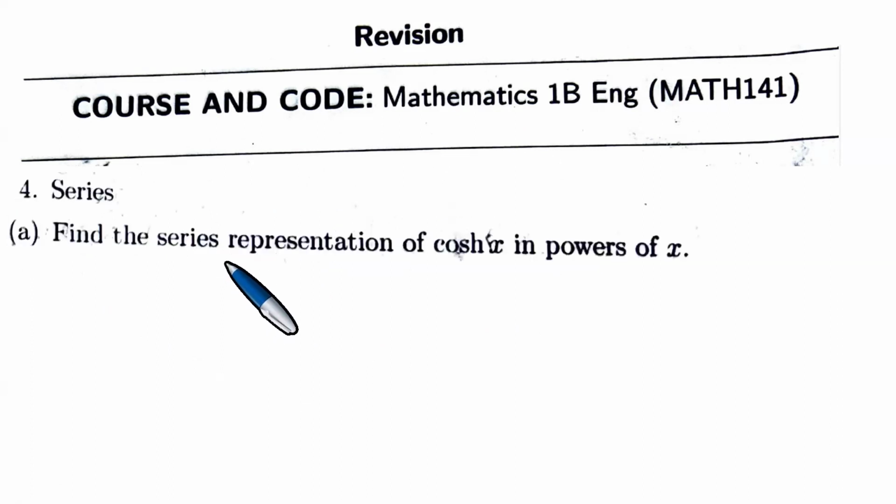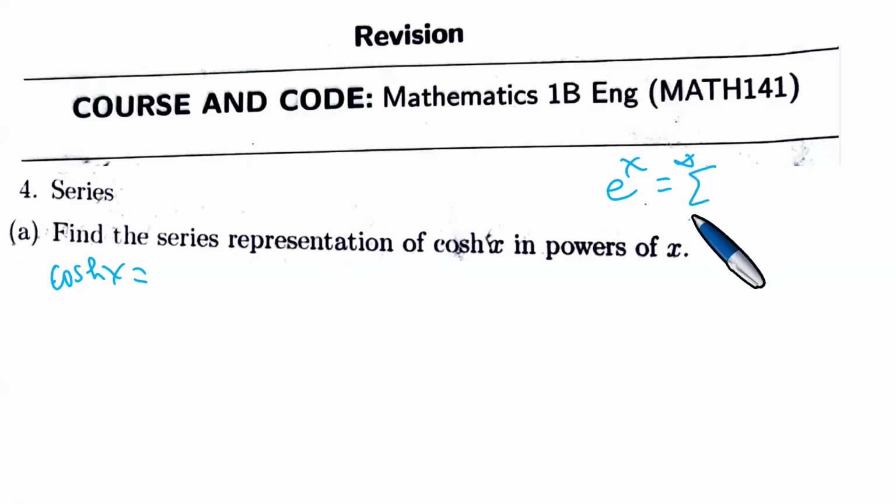Okay, I'll just comment on this cosh. We've done it. For the cosh, what do we need to remember? You need to remember e to the power x. e to the power x is the same as what? You need to memorize this one: the sum from k equals 0 to infinity of x to the power k divided by k factorial.